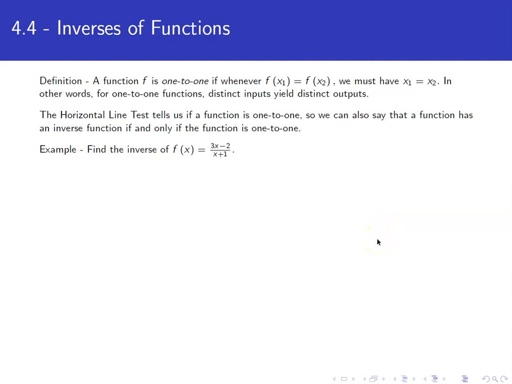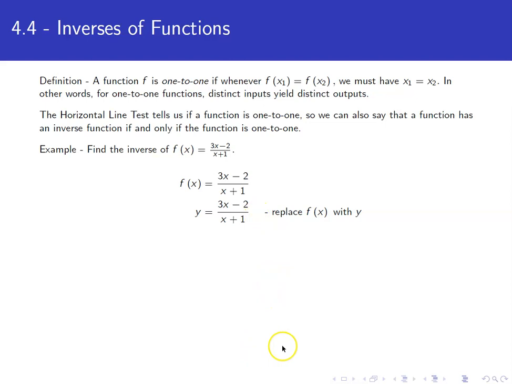All right, so let's do an example now of actually finding an inverse function. Let's say we have the function f of x equals 3x minus 2 over x plus 1. Here's the process for going through this. The first thing I want to do is call f of x y, just for simplicity's sake. We always identify the output of a function with the y coordinate anyway, so I might as well just call it y equals 3x minus 2 over x plus 1.